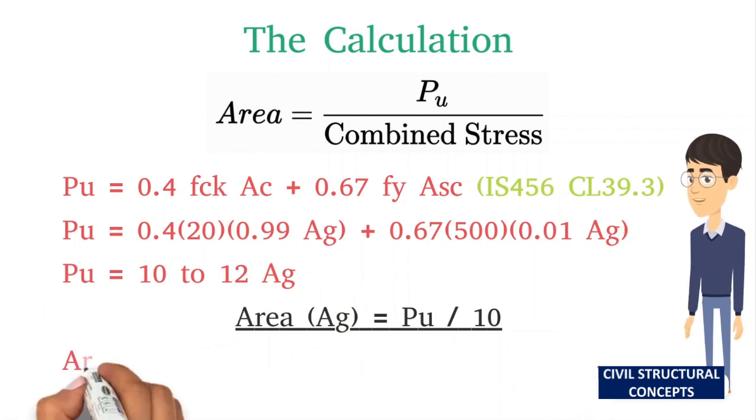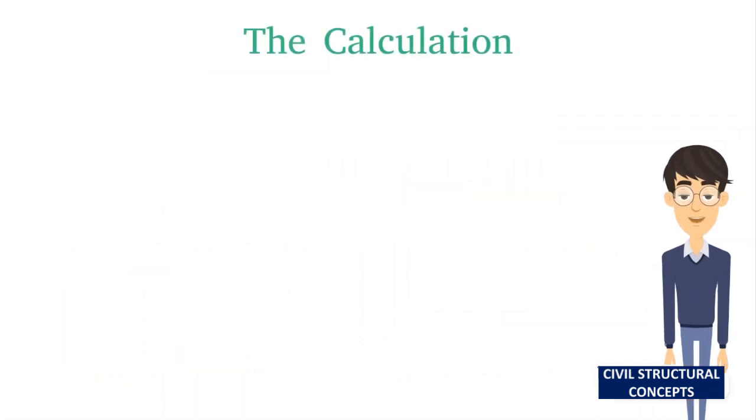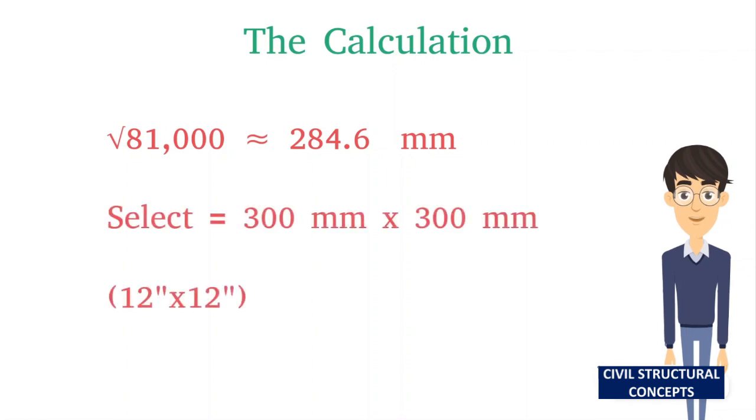So, 810 kilonewtons becomes 810,000 newtons. Divide that by 10. We need 81,000 square millimeters of area. If we want a square column, we take the square root of 81,000. That gives us roughly 285 millimeters. Since we usually round up to standard construction sizes, a 300 by 300 millimeter or a 12 by 12 inch column would be perfect for this start.